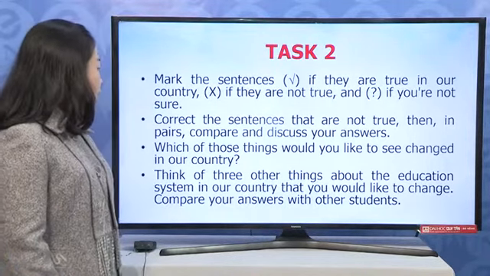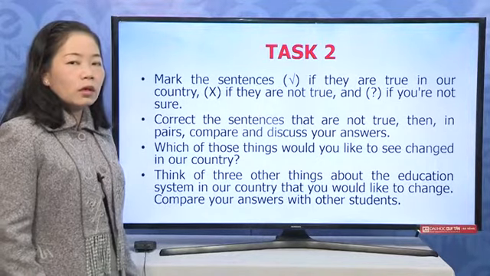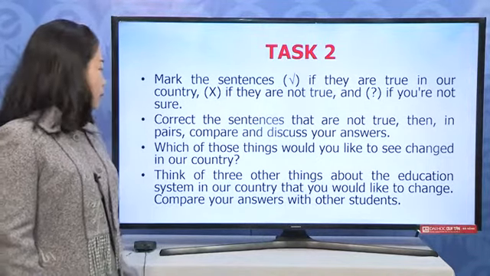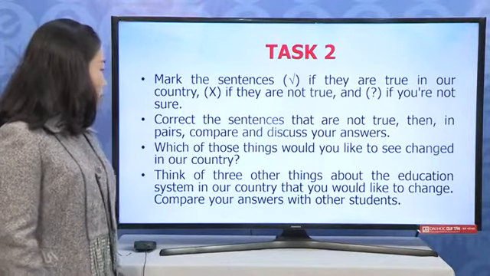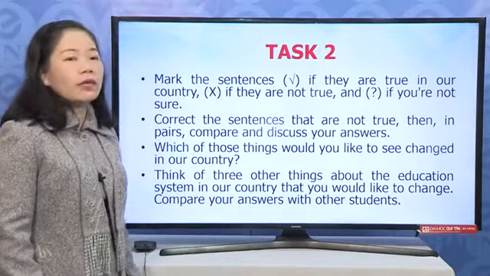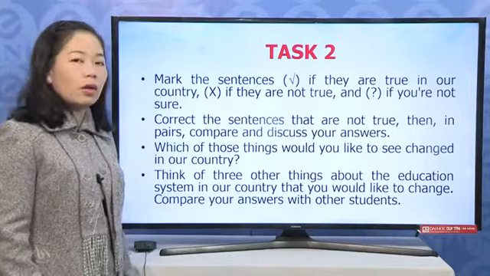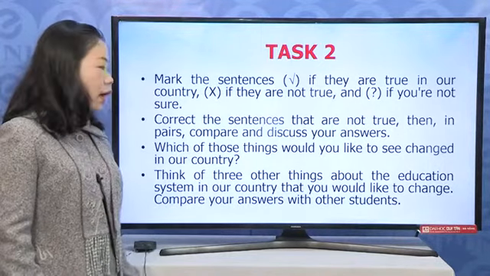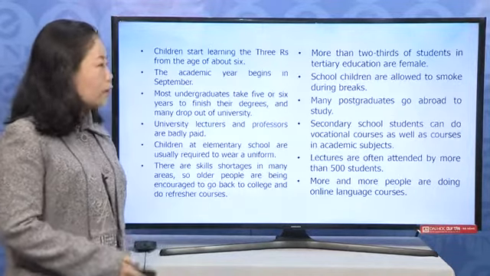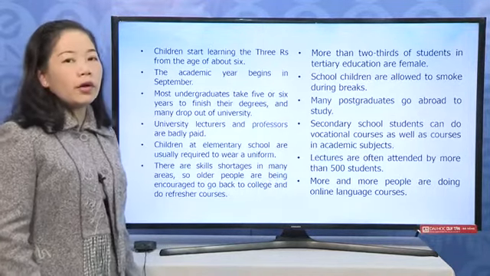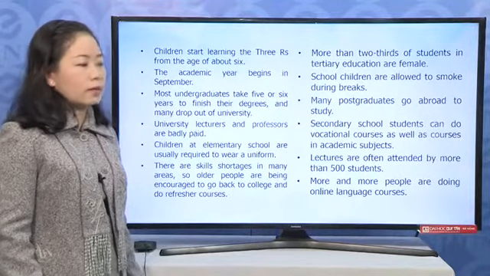The last, you have to tell your partners which of those things you would like to change in our country, Vietnam. The last one, you think of 3 other things about the education system in our country that you would like to change, and you compare your answers with other students. Here are the ideas for you to discuss and to exchange ideas.